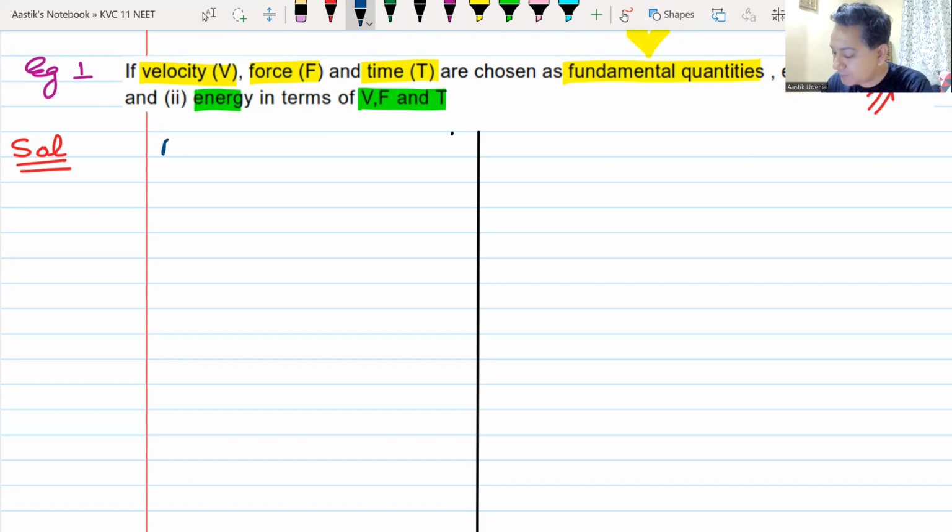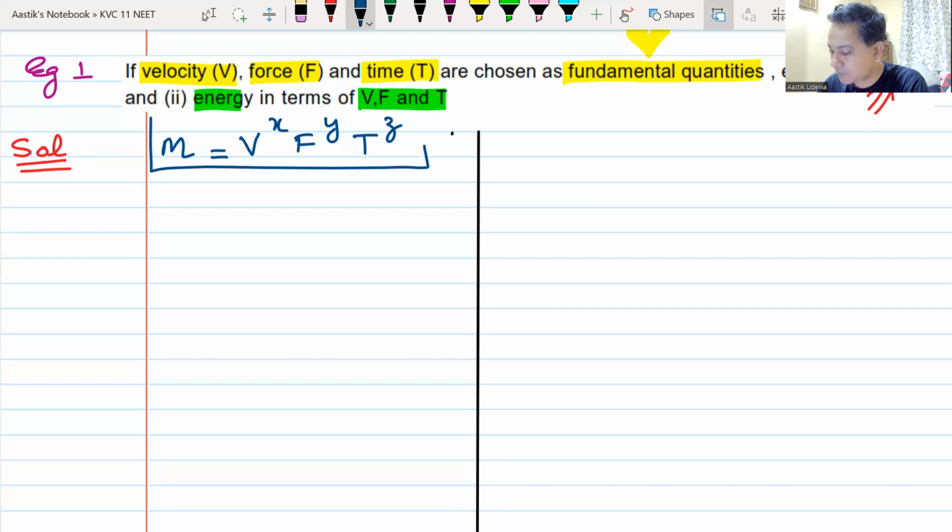I will write mass M. Remember, we are talking only about dimensions. We are not deriving a formula. I will just write the dimension of M as equal to V raised to the power X, F raised to the power Y, and time T raised to the power Z. We have always done the same thing. The next step would be to write their dimensions.